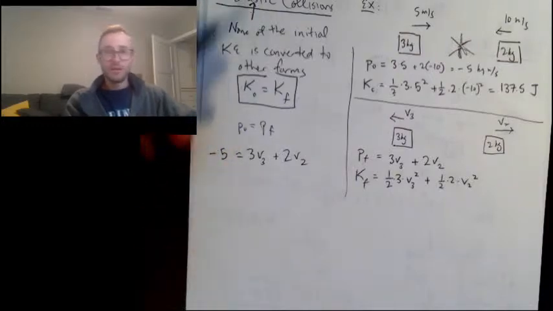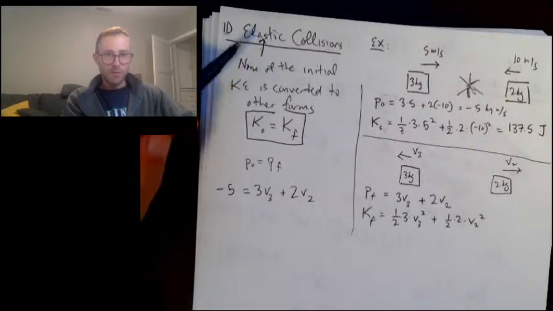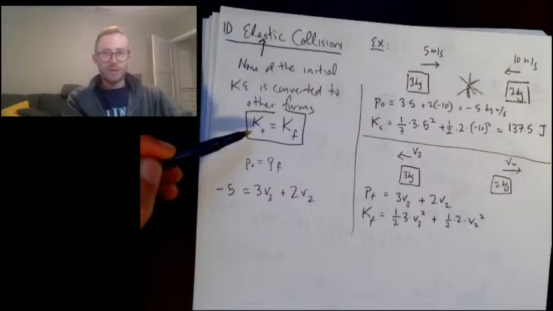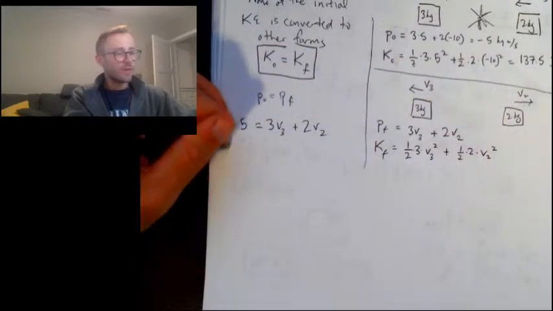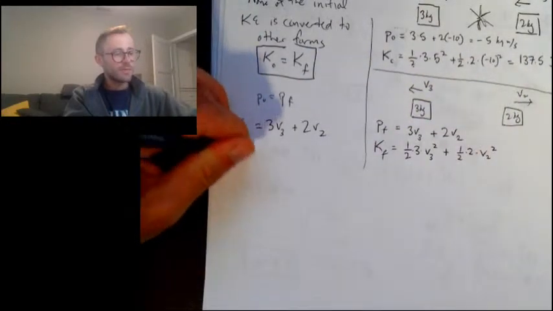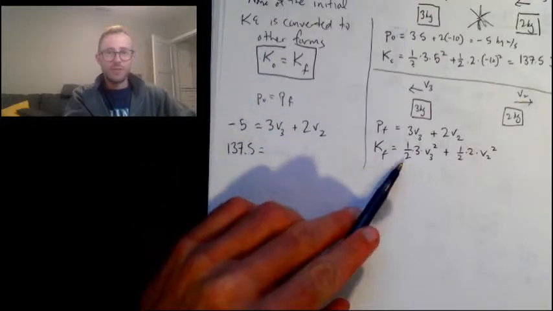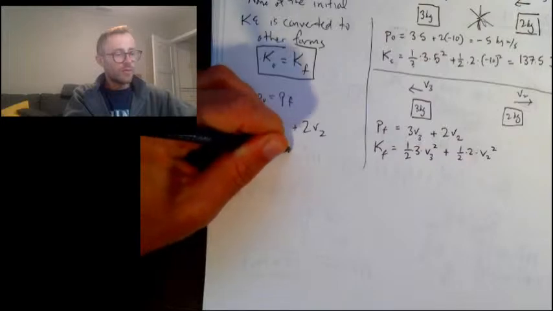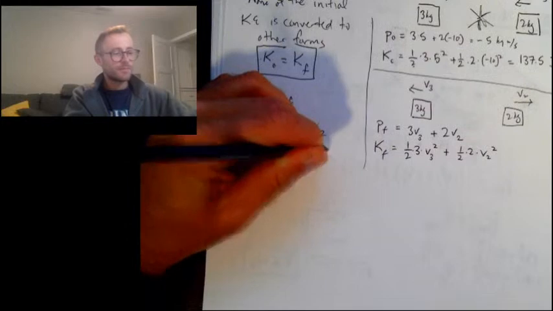And then, because we have an elastic collision, only because we have an elastic collision, we can say that initial kinetic energy is equal to final kinetic energy. So our initial kinetic energy was 137.5 joules, and our final kinetic energy is an abstract expression, 1.5 v3 squared plus v2 squared.